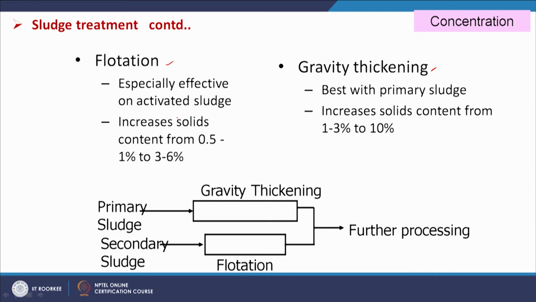It is especially effective on activated sludge, and it increases solid content from 0.5 to 1% to 3 to 6%. And for gravity thickening, the primary sludge is more suitable, because in that case the solid content is more and its density is also more. So, an increment from 1 to 3% to 10% solid content is possible. So, primary sludge through gravity thickening and secondary sludge through flotation, then we will get the concentrated sludge that will be used for further processing. So, this is the first step of the sludge treatment.